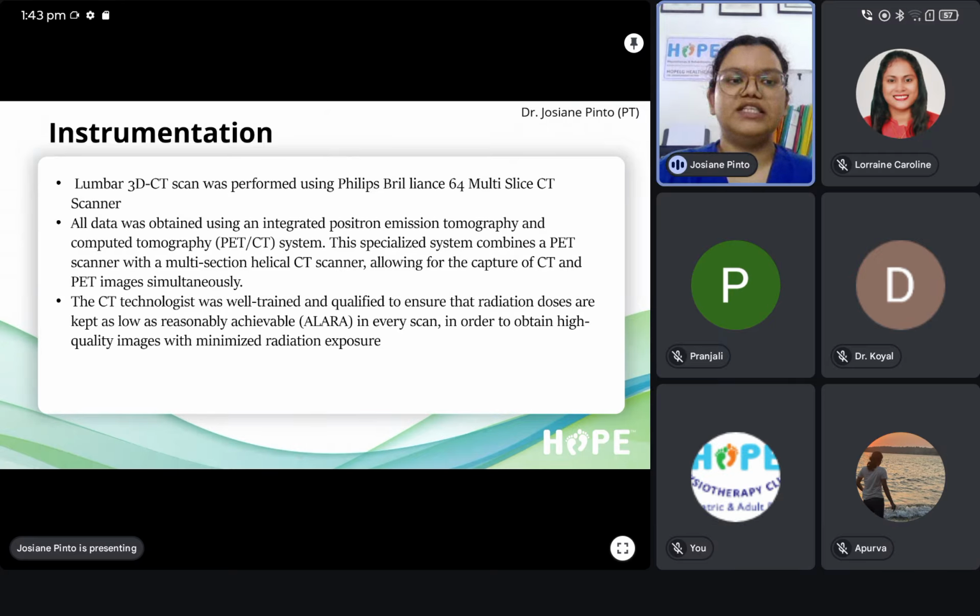Now the instrumentation. Lumbar 3D CT scan was performed using a Philips Brilliant 64 multi-slice CT scanner. All the data was obtained using an integrated positron emission tomography and computed tomography, that is, PET CT system. This system combines a PET scanner and a multi-section helical CT scanner, allowing for the capture of CT and PET images simultaneously, hence the 3D effect. The CT technologist was well trained and qualified to ensure that radiation doses are kept as low as reasonably achievable in every scan in order to obtain high quality images with minimized radiation exposure.